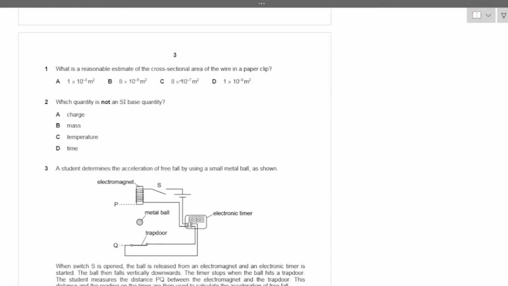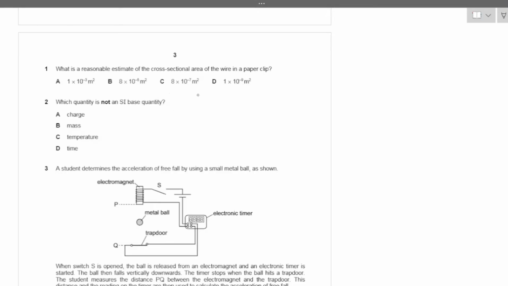Question number 1. What is a reasonable estimate of the cross-sectional area of the wire in a paperclip? Alright, now again this is an estimate question. Usually for estimate questions your knowledge about estimates and basically general knowledge must be very clear. Now, if you're not sure exactly what is the cross-sectional area of a paperclip, it is approximately just like the cross-sectional area of your pencil nib.